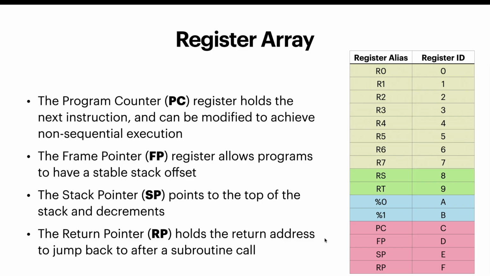The PC register holds the next instruction and can be modified to achieve non-sequential execution. The FP register allows programs to have a stable stack offset. The SP points to the top of the stack in decrements. The return pointer holds the return address to jump back to after a subroutine call.